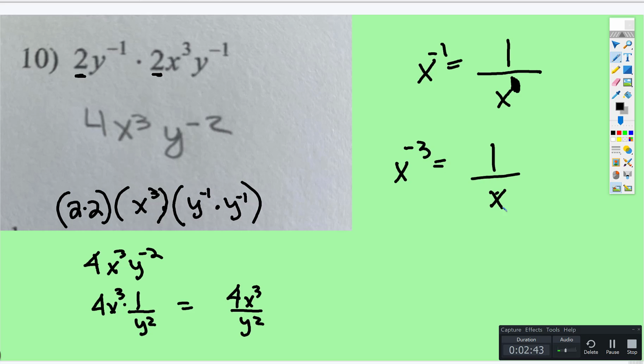So let's say we had x to the negative cubed. You'd rewrite it as 1 over x cubed. What if you had 1 over x to the negative cube? Well, then you flip that, and that would become x to the positive cube over 1. So whenever there's a negative exponent, it's telling you to do the reciprocal and then give it a positive exponent.